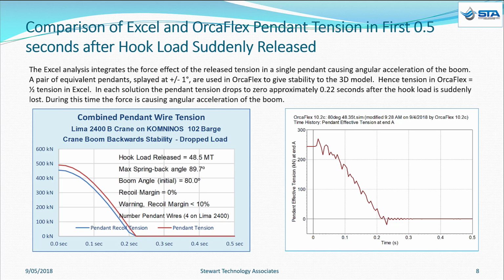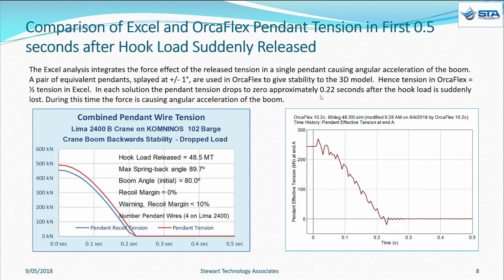Now we compare the Excel time history with the time history of Orcaflex for the first critical period, in this case 0.22 seconds after the hook load is suddenly released. We see that in that first 0.22 seconds both Orcaflex and Excel predict the pendant tension will go to 0.